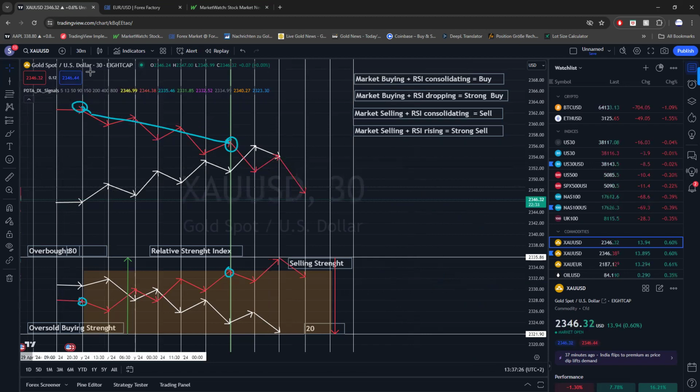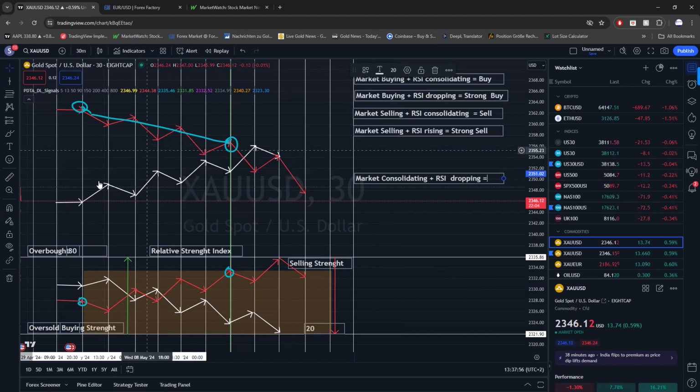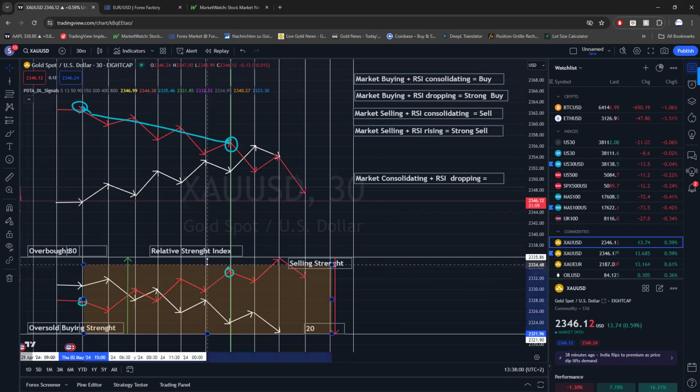What happens if the market, in this case, the market has a direction? What happens if the market is consolidating, and the RSI is dropping? RSI dropping. Think about it. The market is consolidating and the RSI is dropping.